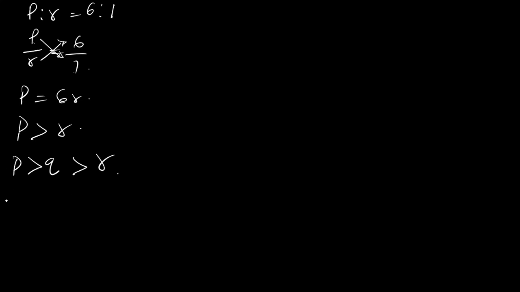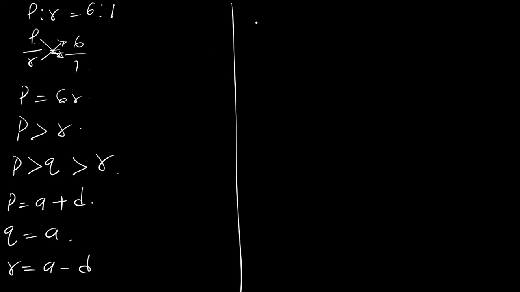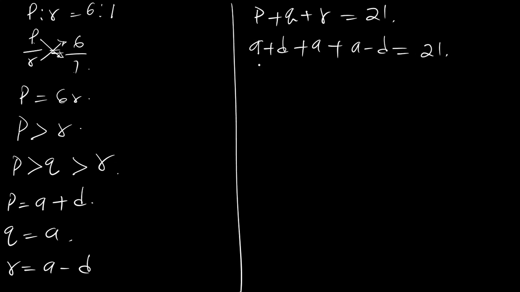So if P is greater than R, now let's assume that P is equal to A plus D, where D is the common difference, Q is equal to A, and R is equal to A minus D. Now if you add P plus Q plus R is equal to 21 according to the question, it means that A plus D plus A plus A minus D is equal to 21.